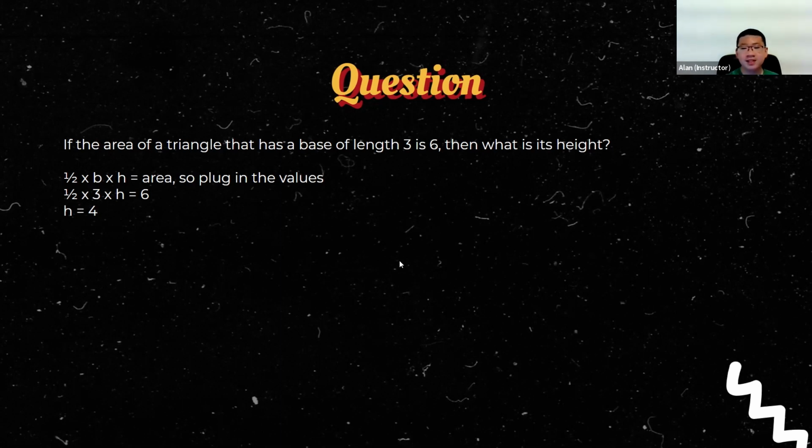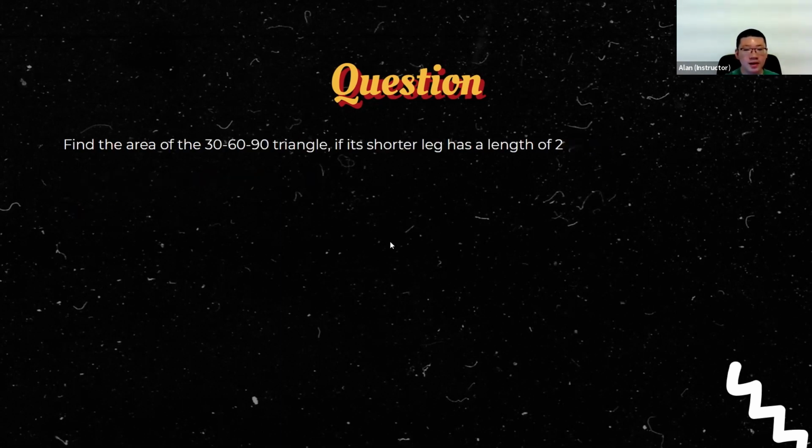So congratulations. All right, so I think this is going to be the final question for this area. So find the area of the 30, 60, 90 triangle if its shorter leg has a length of 2.